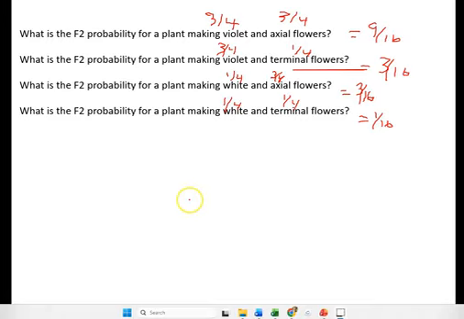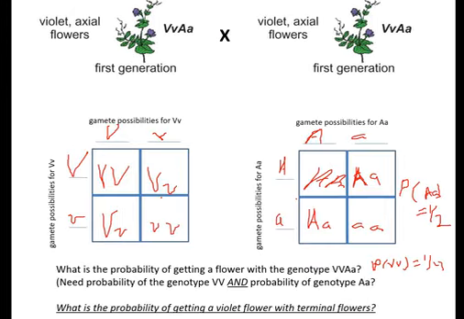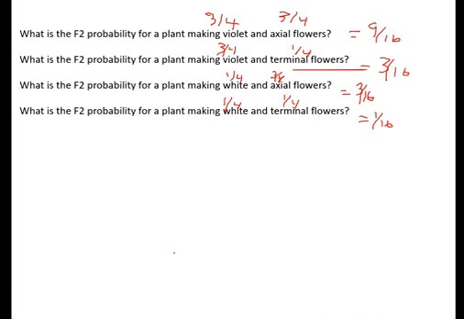All right, excuse my crazy writing here again, but we know that the probability of a violet flower is 3 out of 4. We know the probability of a white flower is 1 out of 4. And we can see that, again, back here with our Punnett squares. Probability of violet flower was 3 out of 4. White flower, only 1 out of 4. Using the same thing, we know that the probability of the axial flowers, which was dominant, is 3 out of 4. Terminal is 1 out of 4.